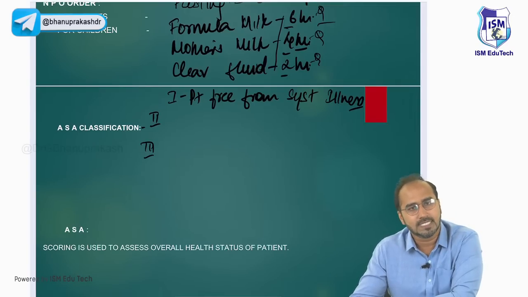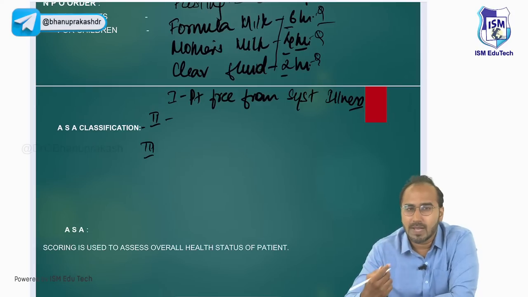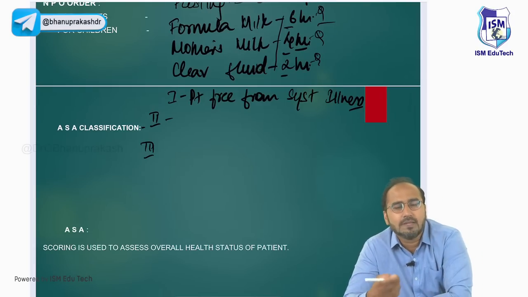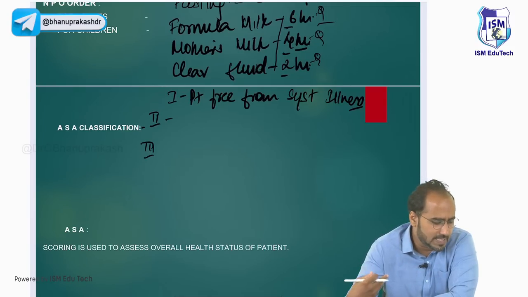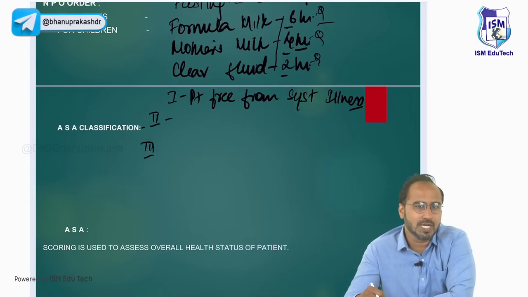He comes under ASA 1. What is ASA 2? ASA 2 means what? Abhi main aapko example dunga taki aapko yaad rahe. A patient comes to your clinic. You are asking him, bhai sahab, are you suffering with any disease? He is telling, yes doctor, I am suffering with diabetes.